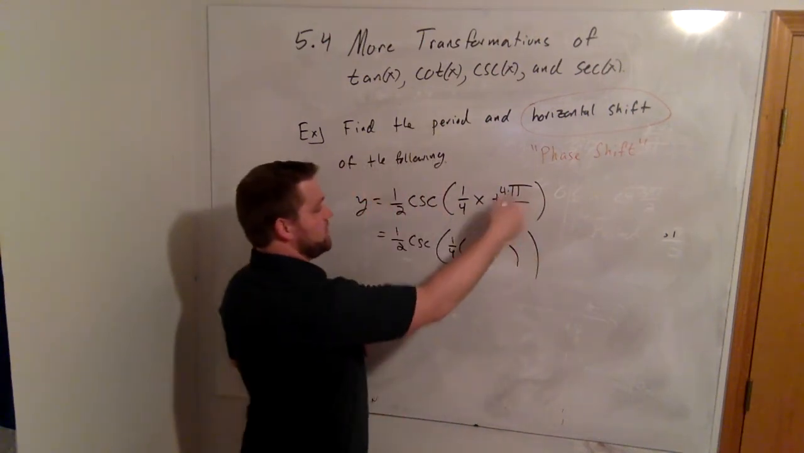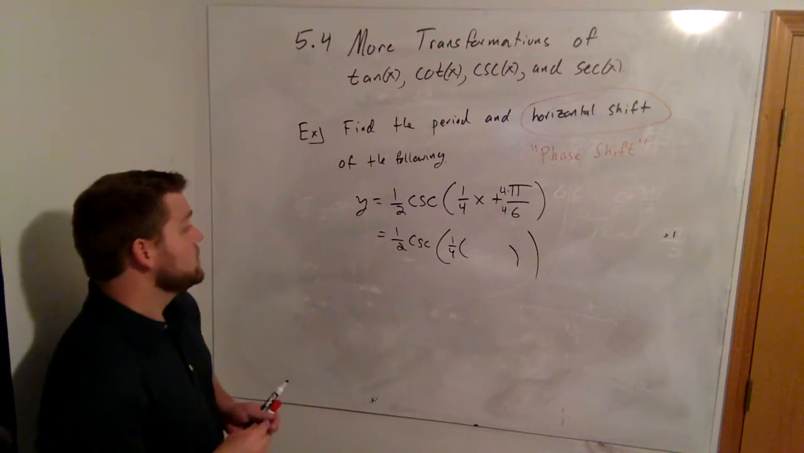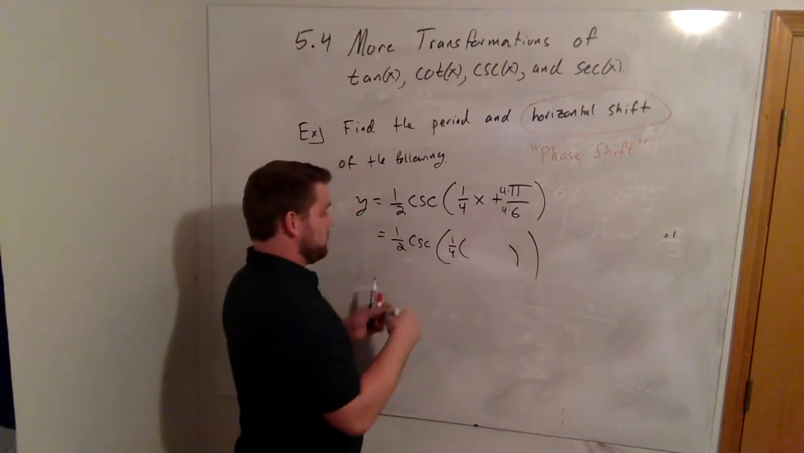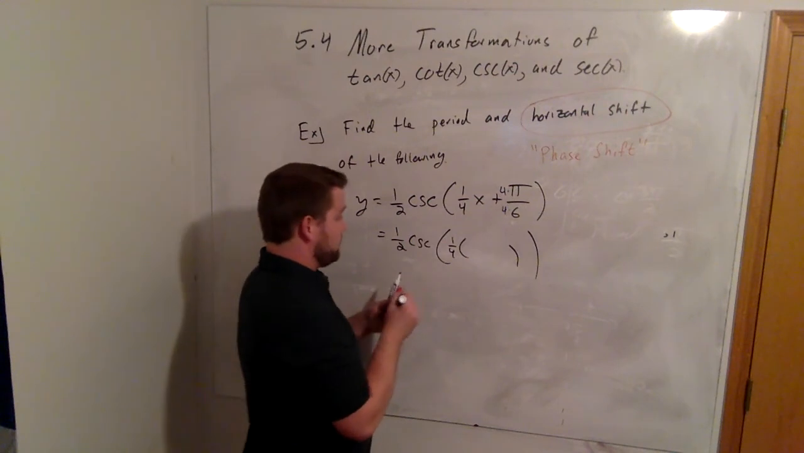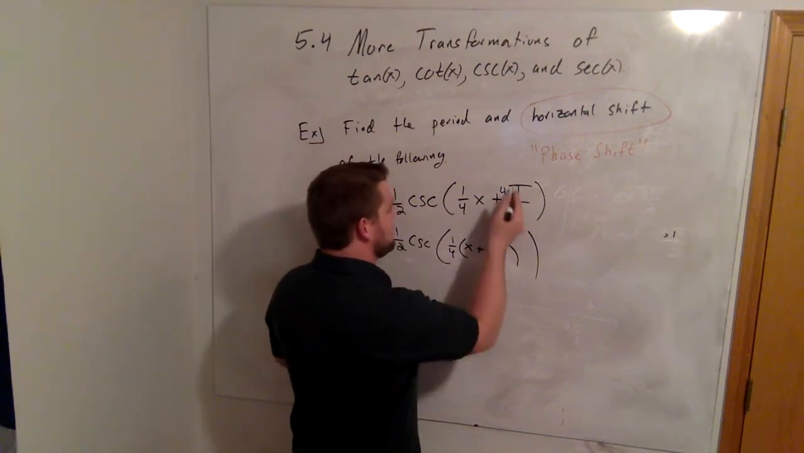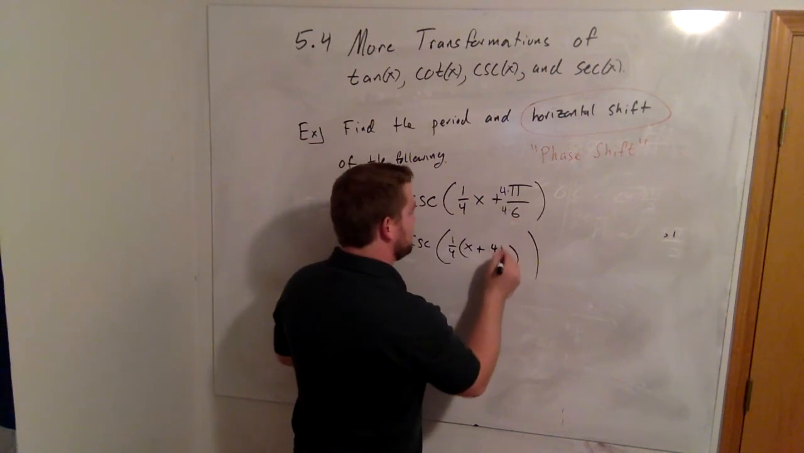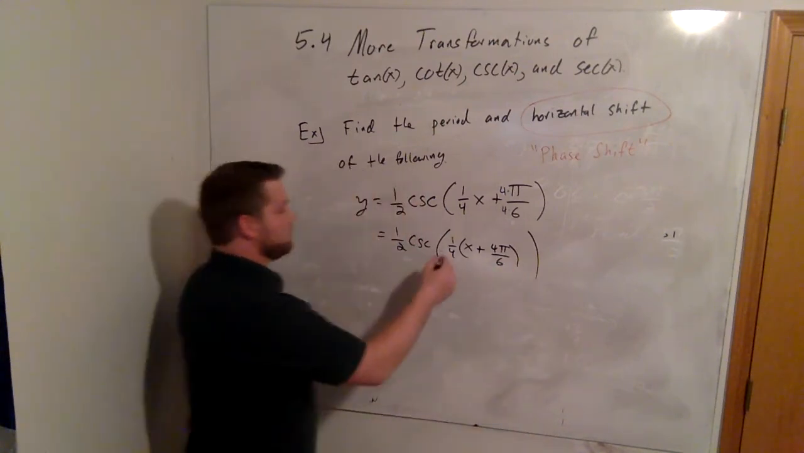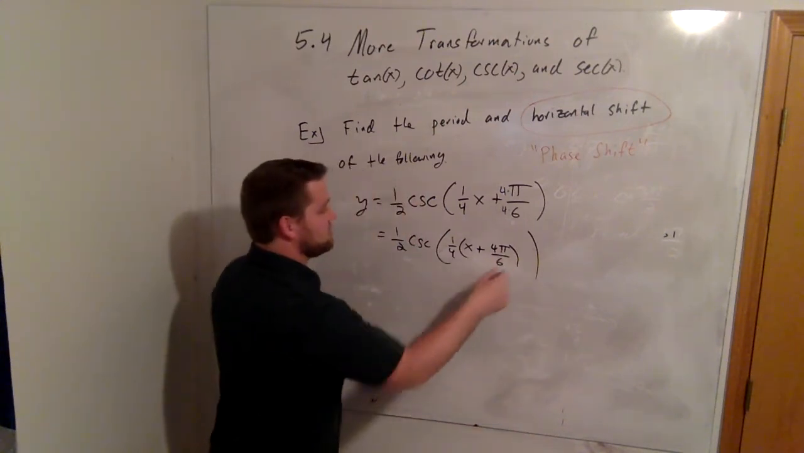So I'm really just multiplying this by 1. If I'm factoring out a 1/4, I'll just factor this 4 out of the bottoms. So I'll be left with 1/4, 1/4, and then I'll have an x plus, well, I factored the 4 out of the bottom, so I'll be left with 4 pi over 6.